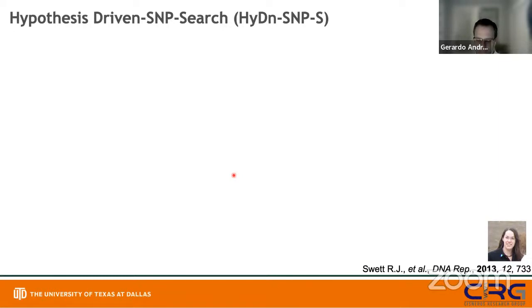And so what we wanted to inquire was, are there any mutations associated with these DNA transaction enzymes that would be associated with a particular disease state, in this case, cancer? So we developed hypothesis-driven SNP search, or hidden SNPs.